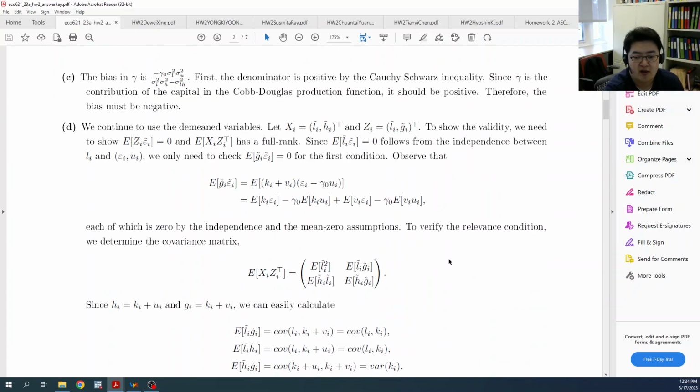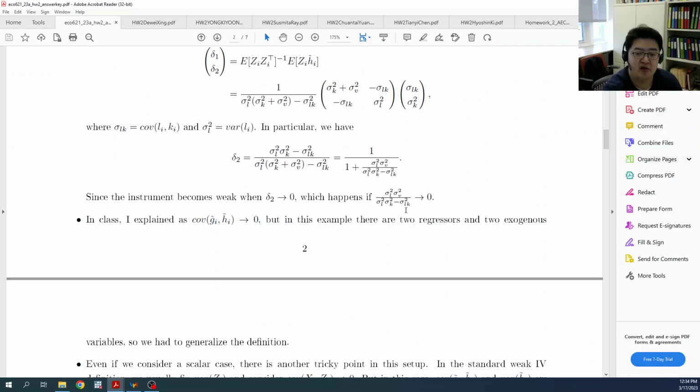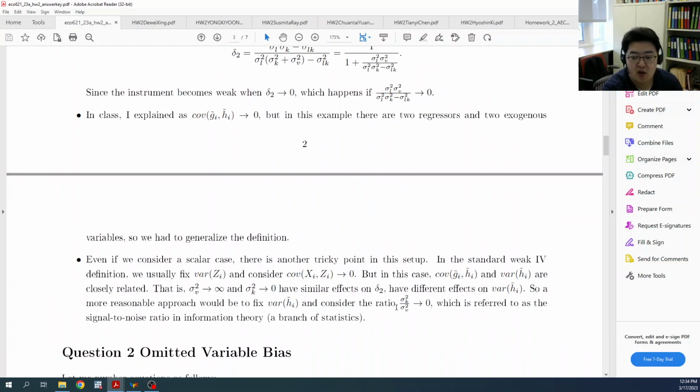So it's my fault. I did not explain this well in this question. A better presentation of this theory is based on this ratio, in the sense that we control for the variance of the instrument and change the covariance to study the weak IV. And I just wanted to say that this is the signal to noise ratio in information theory, but I was too ambitious to do that.